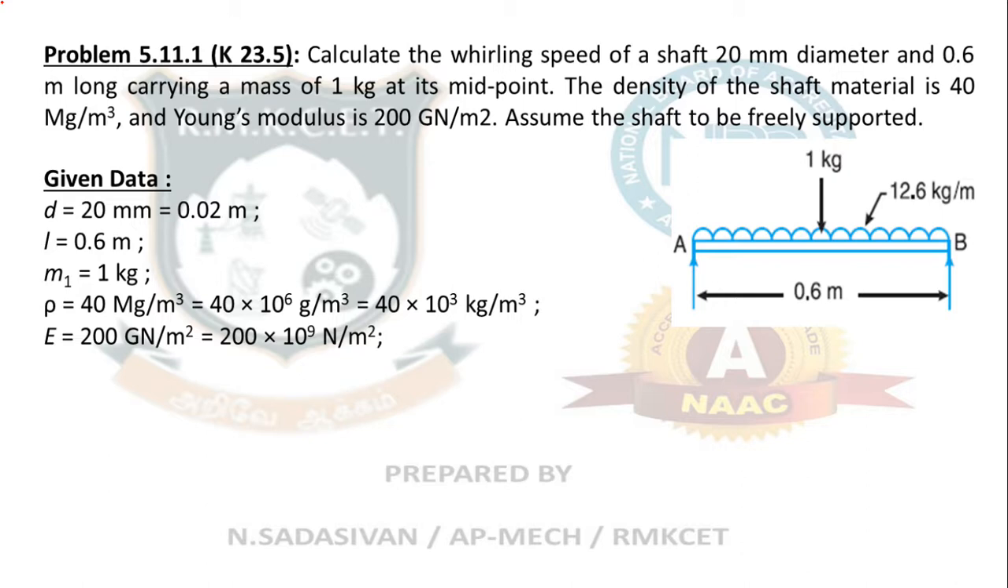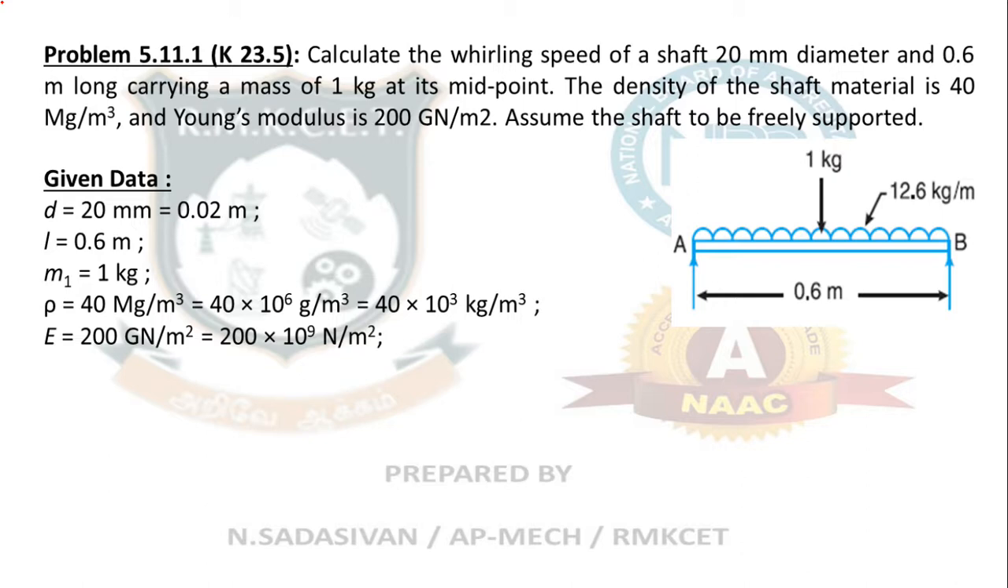Okay. So density of the shaft 40 megagram, which is, so 1000 gram is 1 kilogram. Therefore 40 into 10 power 6 divided by 10 power 3 to convert it into kilogram. Therefore it becomes 40 into 10 power 3 kilogram per meter cube. Okay. So Young's modulus 200 giganewton per meter square, which is 200 into 10 power 9 newton per meter square.